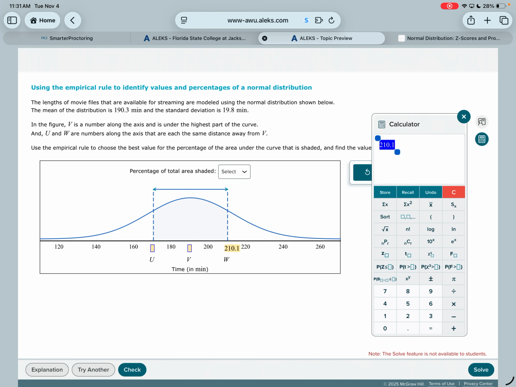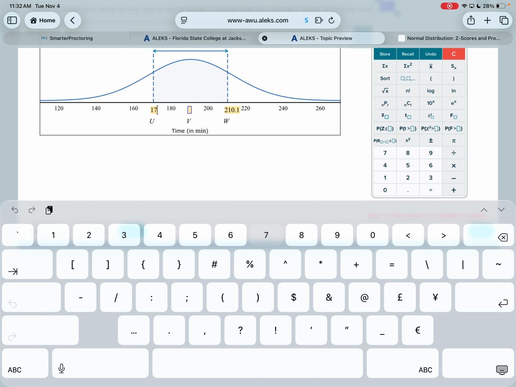Okay. All right. So I added it one time, right? Now let's undo it and let's do subtraction. I don't have my keyboard hooked up, so it won't let me go back. 190.3 minus 19.8. So I added it once, so now I'm going to subtract it once to see the other side. Does it look like 170.5 would go right there? Yes, it does.